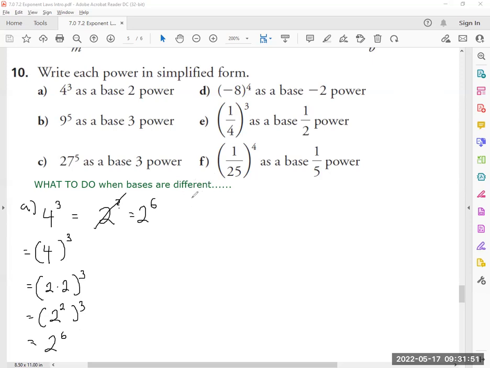So let's try this one more time. Let's do B. 9 to the power of 5, I want to write it with a base of 3. Would you agree, though, that 9 can be written in terms of 3s? What's a 9? Careful, 9 would be 3 times 3, correct? Which is actually 3 to the power of 2.